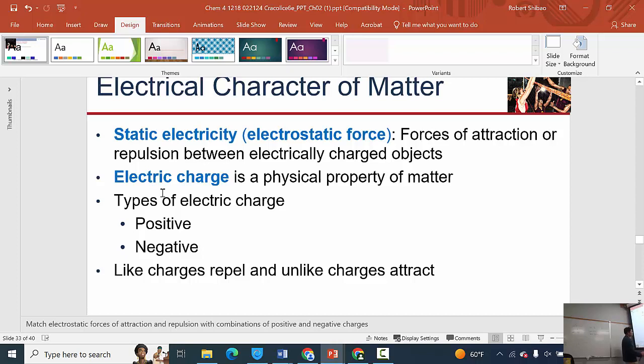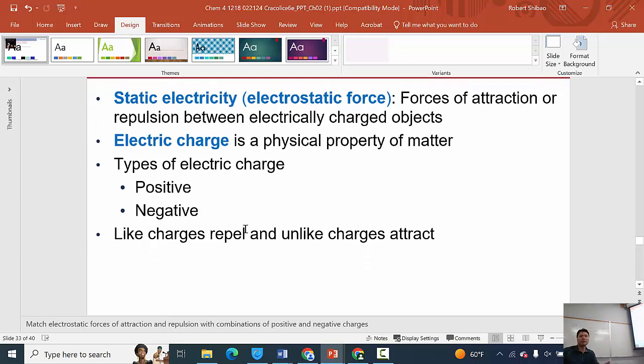And the attractions and repulsions go like this. Like charges repel. So two positives repel, two negatives repel. Unlike charges attract. And then based on this, we can generate a law. And this is an empirical law. And the law is Coulomb's law. And so we take some measurements and we come up with Coulomb's law.